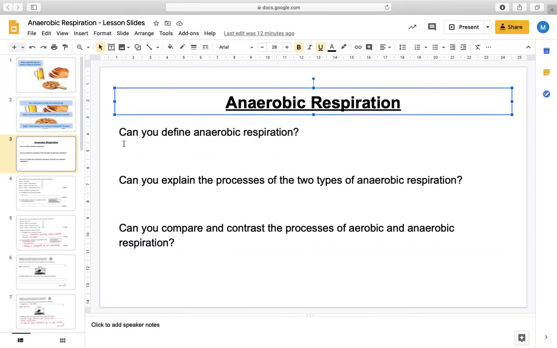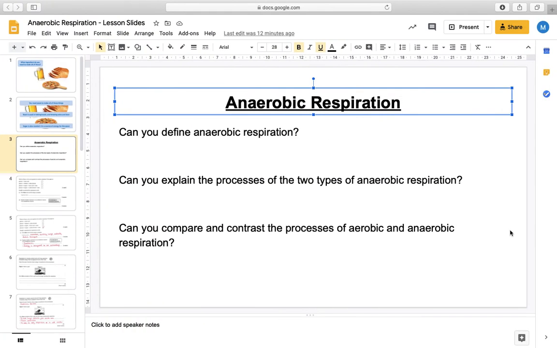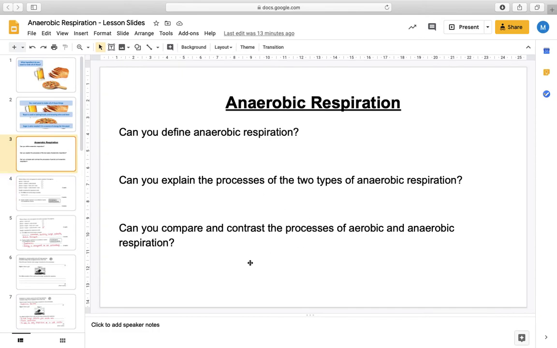So you should now be able to define anaerobic respiration. You should be able to explain the process of two types of anaerobic respiration. You can certainly say the word equations. Glucose is broken down into lactic acid in animals. In plants, glucose is broken down into ethanol and carbon dioxide. And you should be able to compare the processes of aerobic and anaerobic respiration. So one is with air, one is without. Aerobic respiration has two reactants and two products, whereas anaerobic respiration only has one reactant. You should be able to say that fermentation has two products, whereas in animals it only has one product.